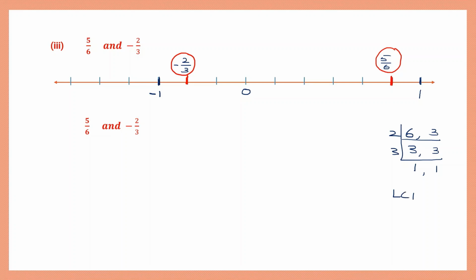So what is your LCM? LCM is 2 into 3. 2 3s are 6. So here we have 5 by 6 as it is. We're going to use the LCM as the denominator. Now here it's going to be 6.